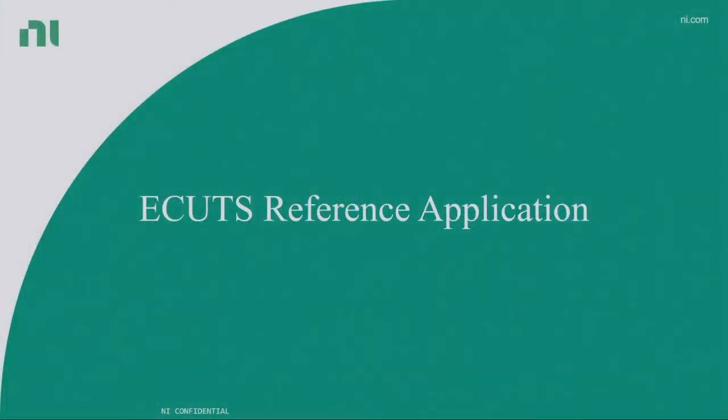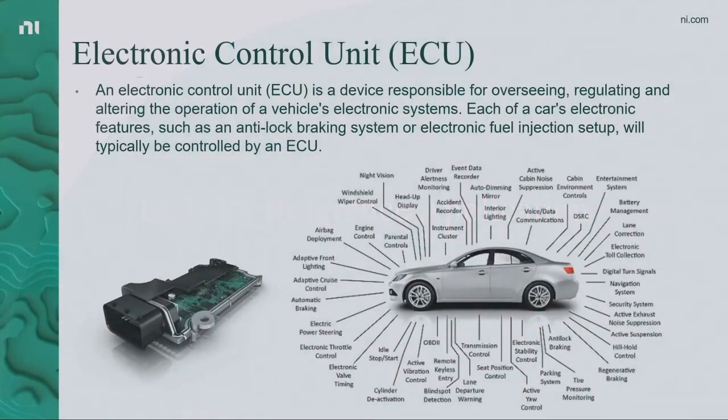The next section is the ECU Reference Application. Electronic Control Unit, we call it ECU. An ECU is a device responsible for overseeing, regulating, and altering operation of a vehicle electronic system. Each of a car's electronic features, such as anti-lock braking system or electronic fuel injection setup, will typically be controlled by an ECU. There are a lot of ECUs in a car, as you can see in the picture here.